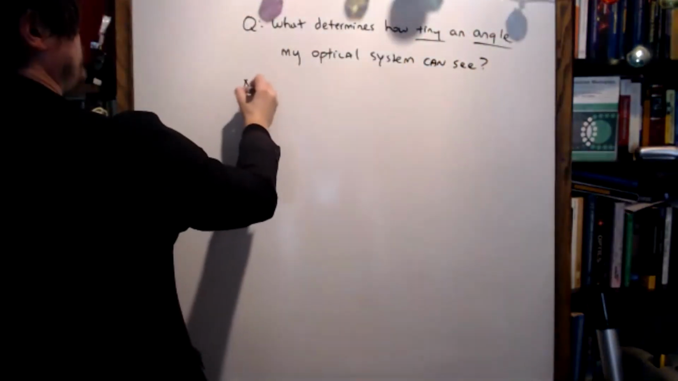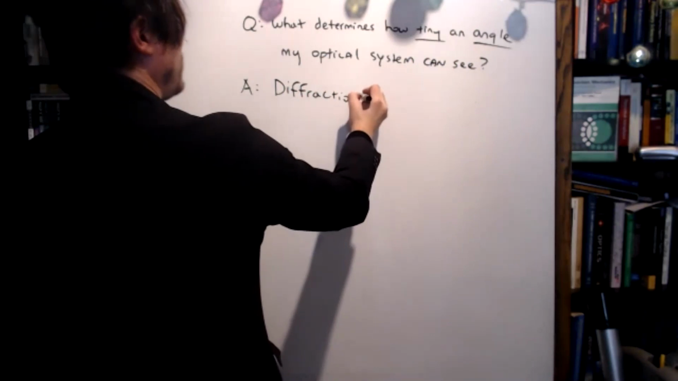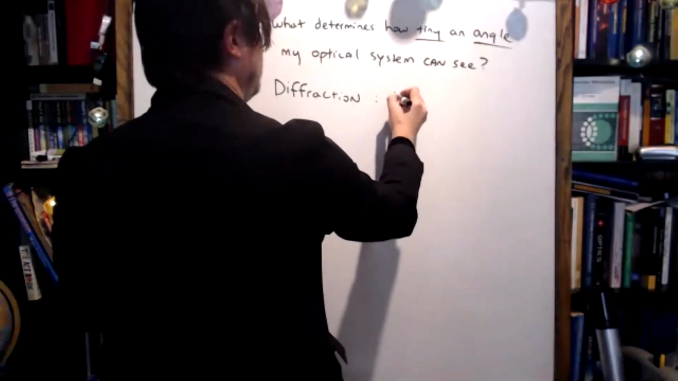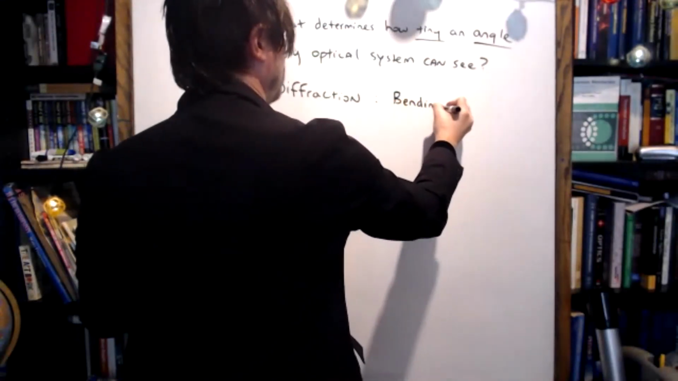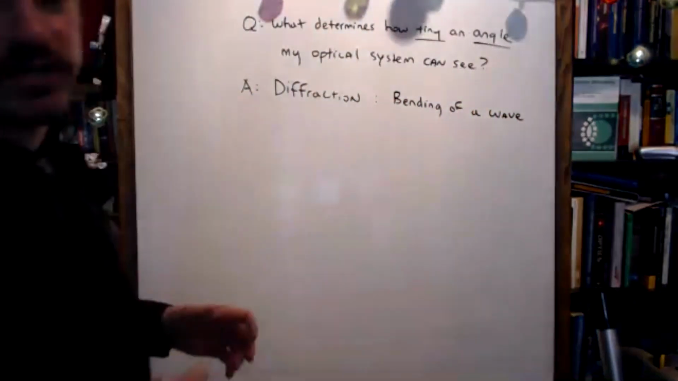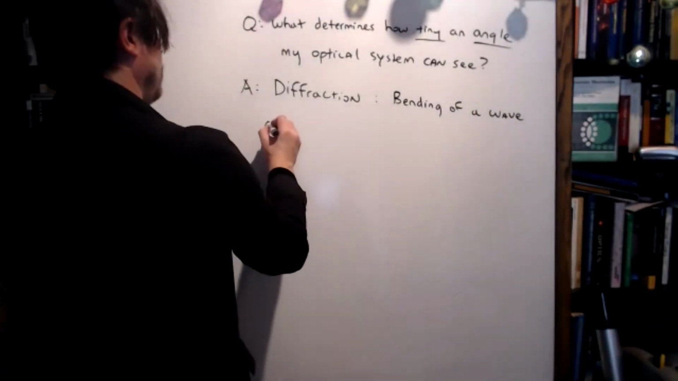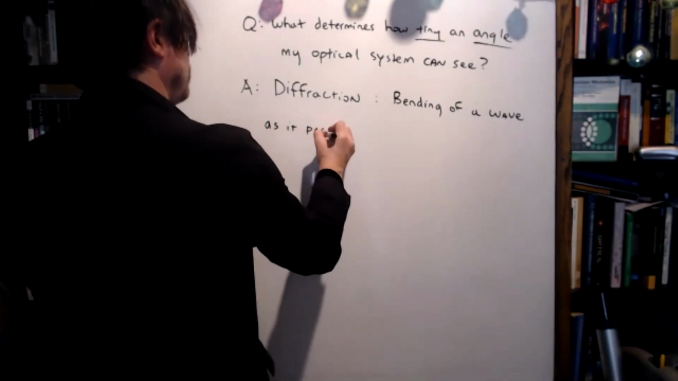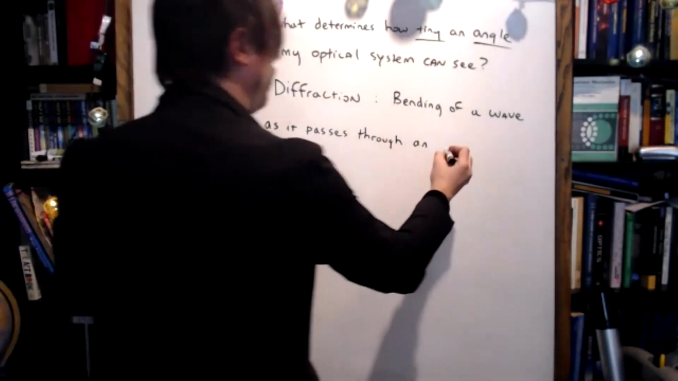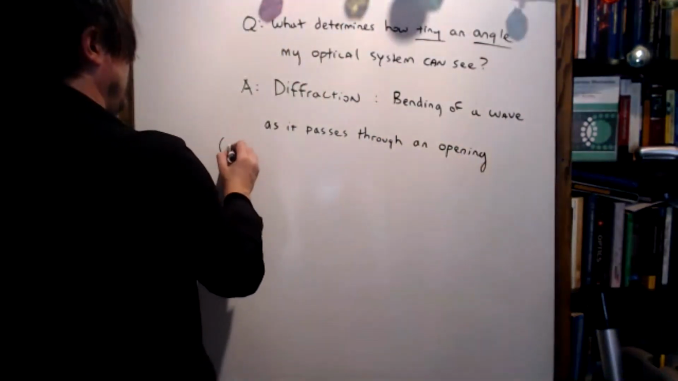The answer to this question is a property of light called diffraction. And diffraction could be summed up like this. It is the bending of a wave, and not only light undergoes diffraction, but water waves and sound waves do as well. It's the bending of a wave as it passes through an opening. And the fancy term for opening is aperture.